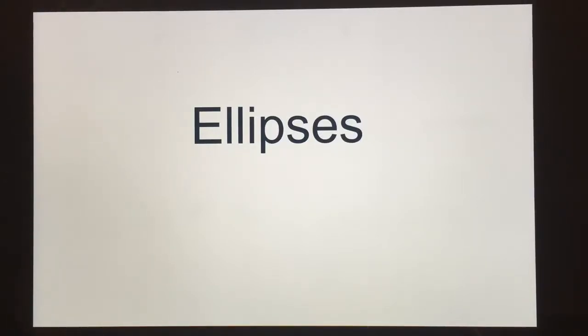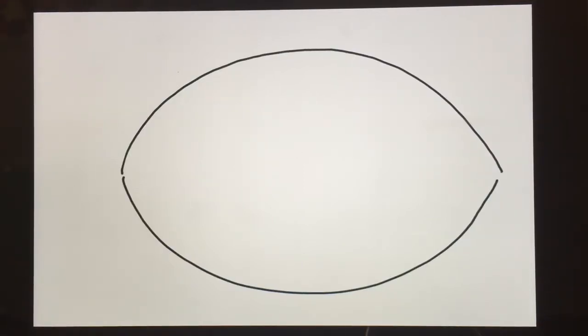All right, next in the unit, we're going to talk about ellipses. So here's what they look like. Basically, you've taken a circle and you've squished it. So there's a few things that we need to know about them.